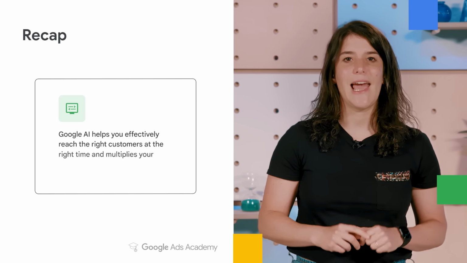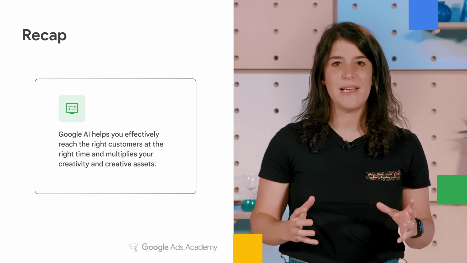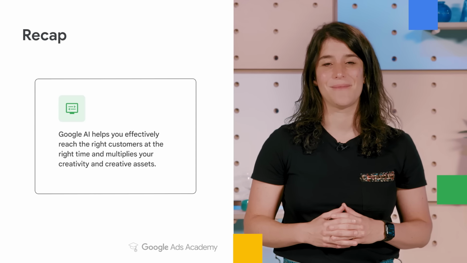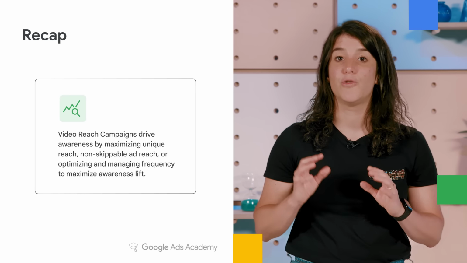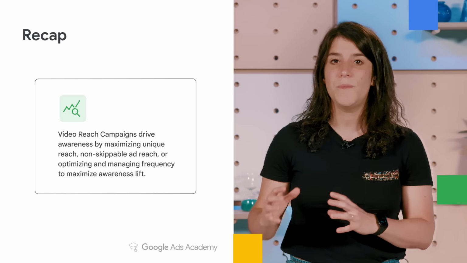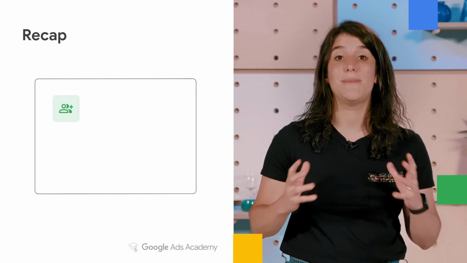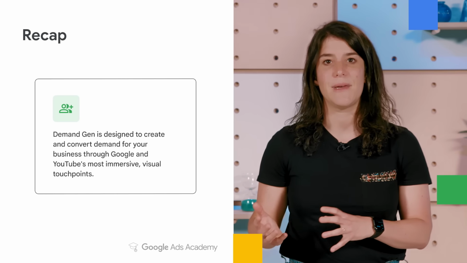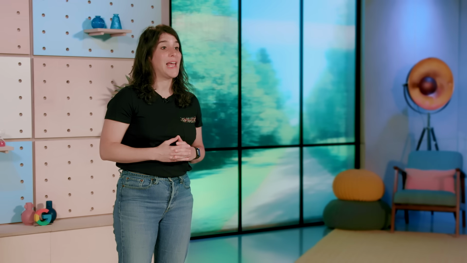Here are the 3 things you should remember from the sessions you just watched. First, Google AI helps you effectively reach the right customers at the right time and multiplies your creativity and your creative assets. Then, video-rich campaigns can maximize unique reach, drive non-skippable ad reach, or optimize and manage frequency to maximize awareness goals. And last, Demand Gen is designed to create and convert demand for business through Google and YouTube's most immersive and visual touchpoints. We hope you found this session helpful.